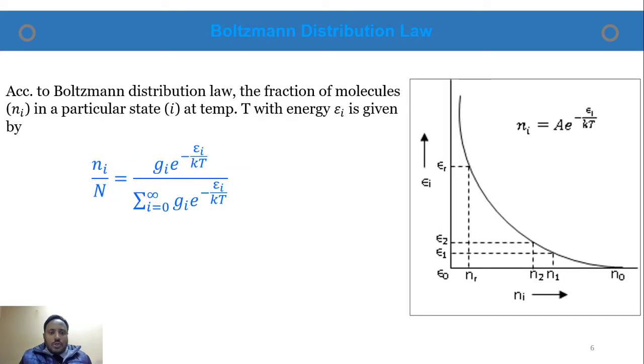Now the Boltzmann distribution law is given by this relation, where Ni divided by capital N equals Gi e to the power minus Ei by kT divided by summation Gi e to the power minus Ei by kT. This is called the Boltzmann distribution law. It gives us the fraction of the number of particles that are present at any energy level Ei at a given temperature of the system. Say for example, the temperature is T.